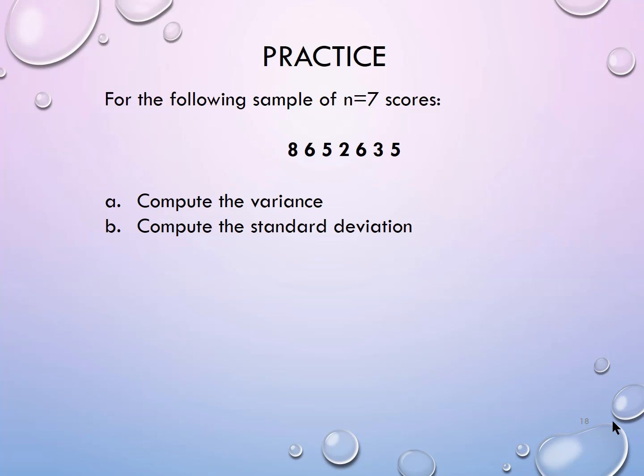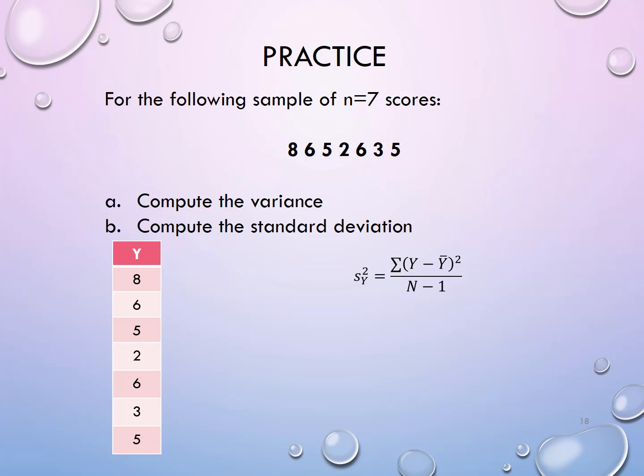So let's just practice. Let's apply it. For the following sample of n equals 7 scores, we want to get the variance and we want to get the standard deviation. So we have 7 people in our sample, and these are the individual scores. So again, we start by writing down what it is we know. These are our scores, and we know we're looking for the variance. So we write the variance formula down.